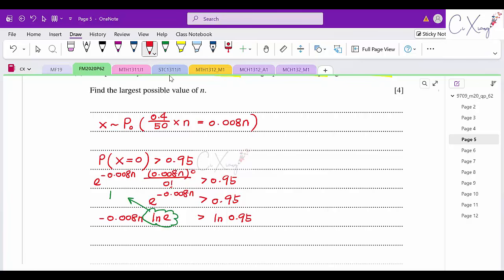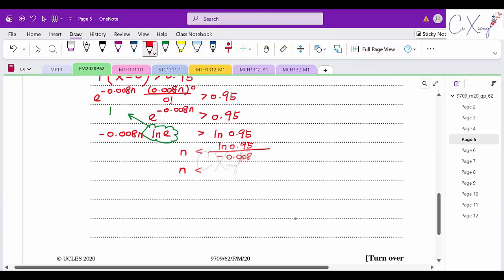Okay, and after that, to get the value of n, you need to move the negative over. So when you move the negative over, it will be negative 0.008. Press the calculator to help you a bit with the calculation here, and you should be getting 6.411661798.